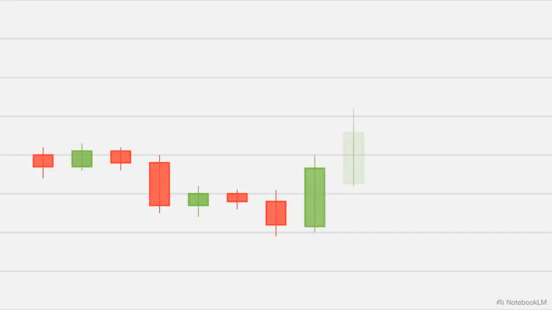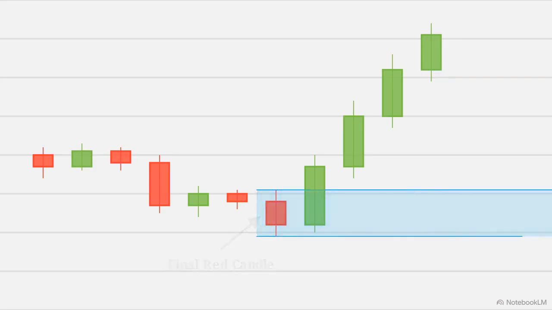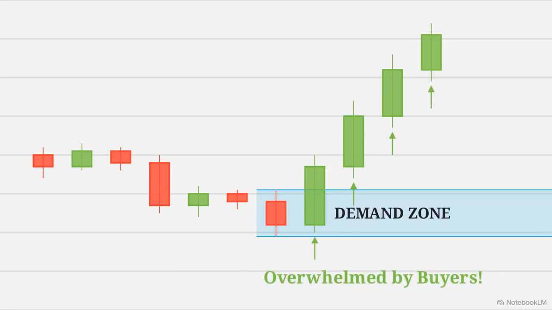To find a demand zone using the higher timeframe method, locate a massive upward rally and isolate the final red candle before the move started. This represents the last attempt by sellers to push the price down before they were overwhelmed by buyers.